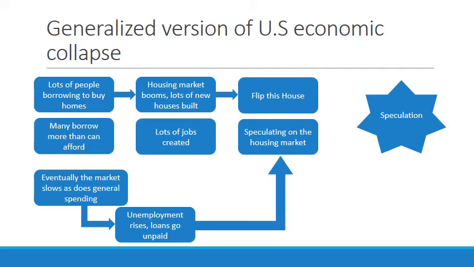Well, when the market starts to slow, none of these people are selling these houses. So they're just sitting on the market, and now all of a sudden they can't pay these loans back. The banks are losing money, and then that's creating more unemployment.